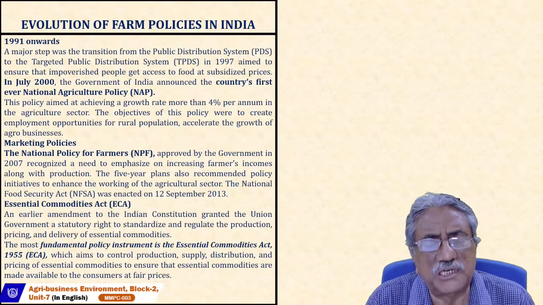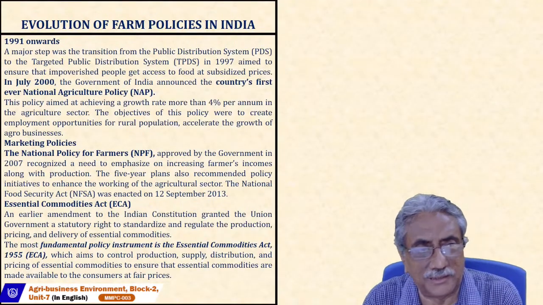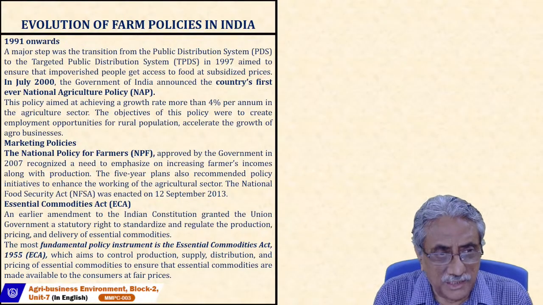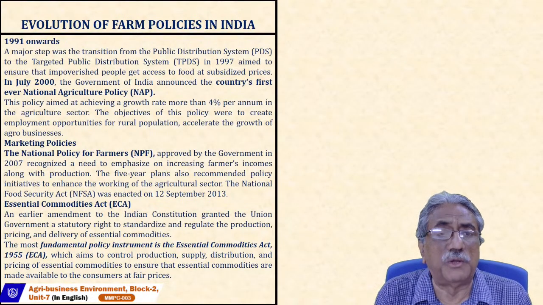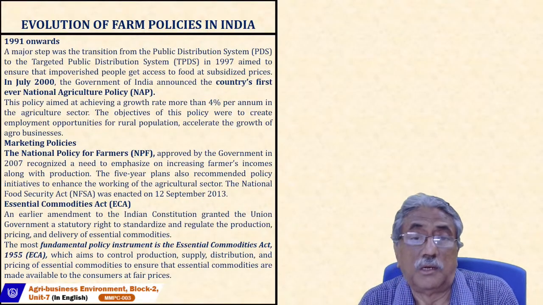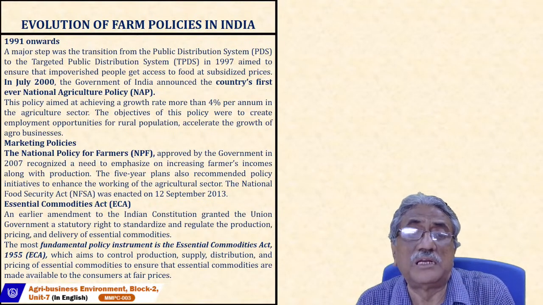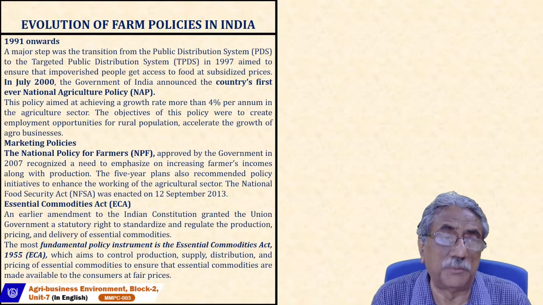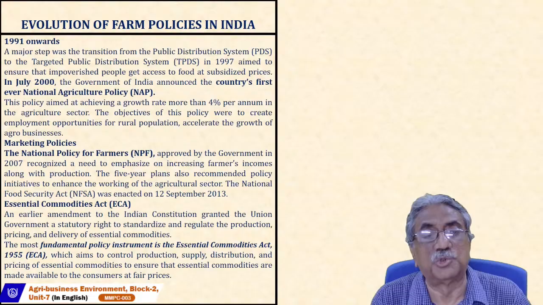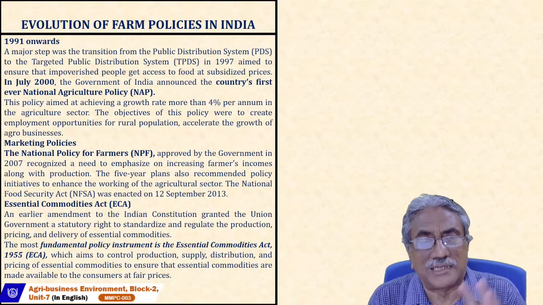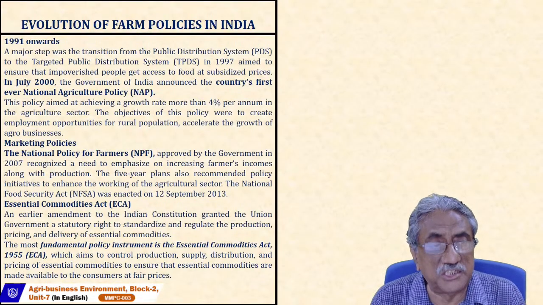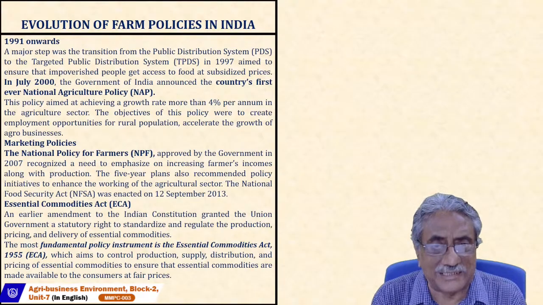Now comes the marketing policy. Agriculture production is done. Now you have to market it. So the national policy for farmers, approved by the Government of India, recognized the need to emphasize increasing farmers' income. Please note, all the time we are trying to increase farmers' income along with the production, so that it is a fair thing. He is increasing the production, so his income should go up. The 5-year plans at that time, when the Planning Commission was there, also recommended policy initiatives to enhance work in the agriculture sector.